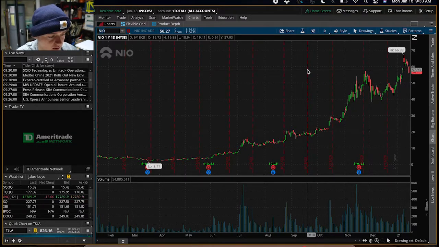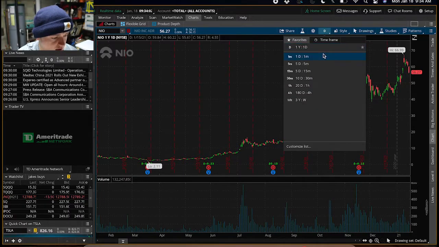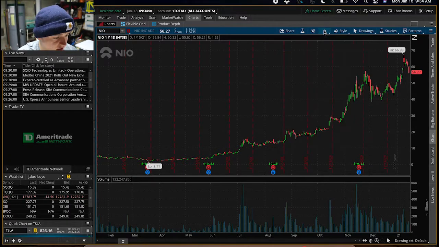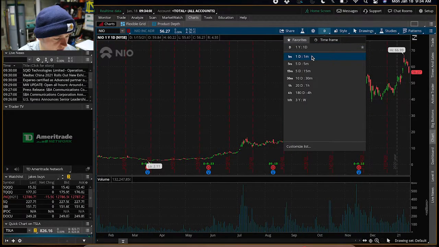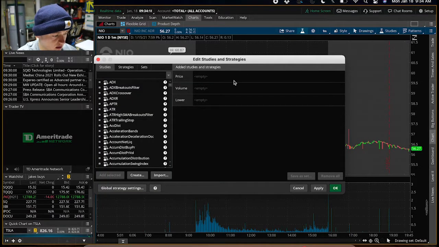But just to break into it. First thing, just to get a better idea of what the chart looks like, I would hit the day tab up here, and then you go to 1 day, 1 minute. It gives you a better look of what the stock is doing through that day. And then from here, you're going to go to studies.